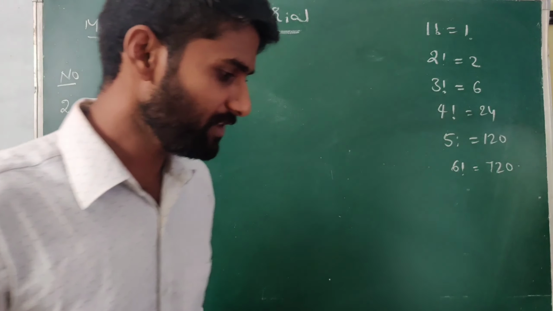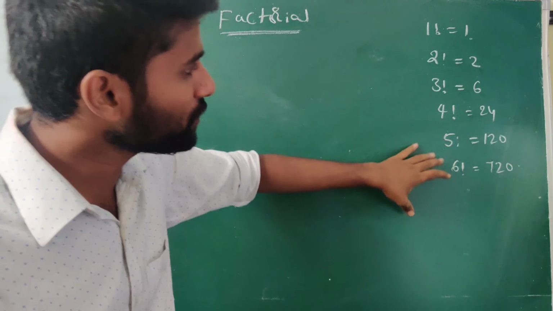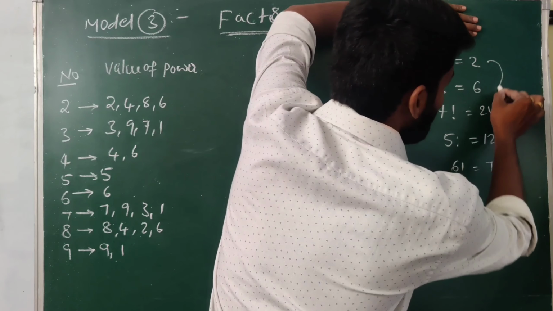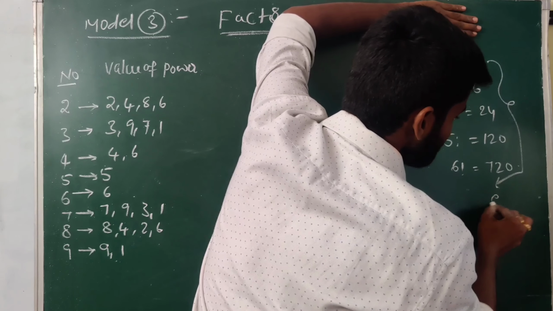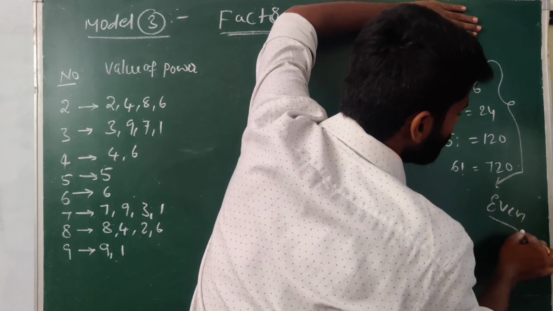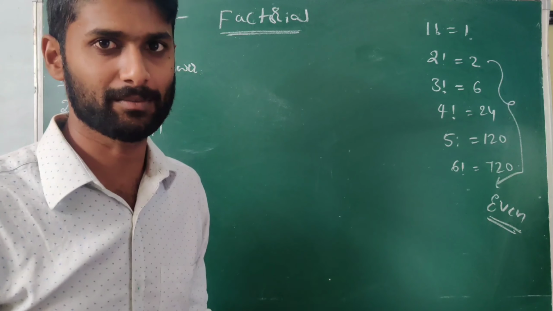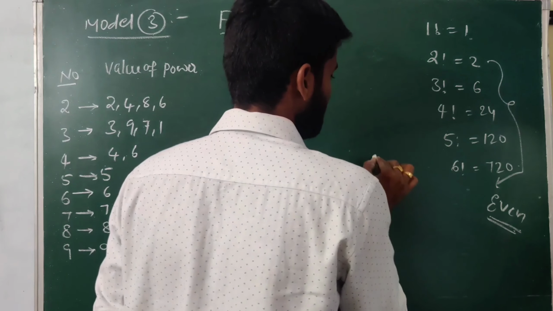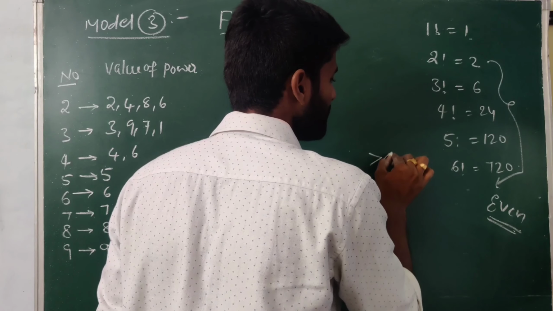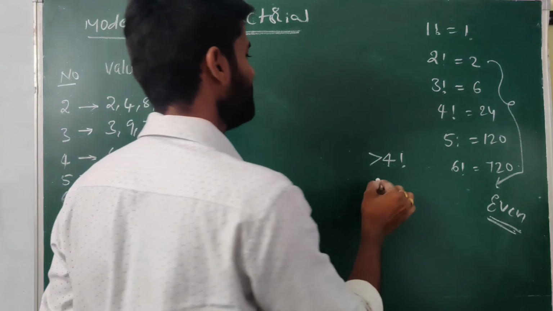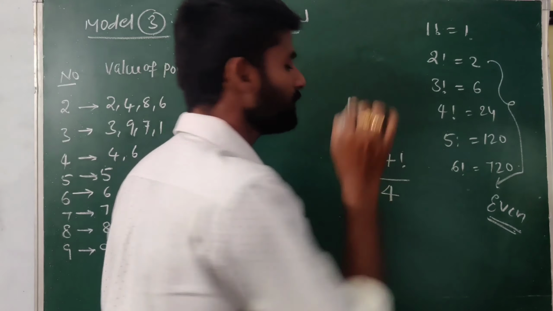Then we know that every factorial result, except 1 factorial, is even, meaning the factorial result is always an even number. That is information number 1. Second information: if the question gives more than 4 factorial, definitely the number is always divisible by 4.